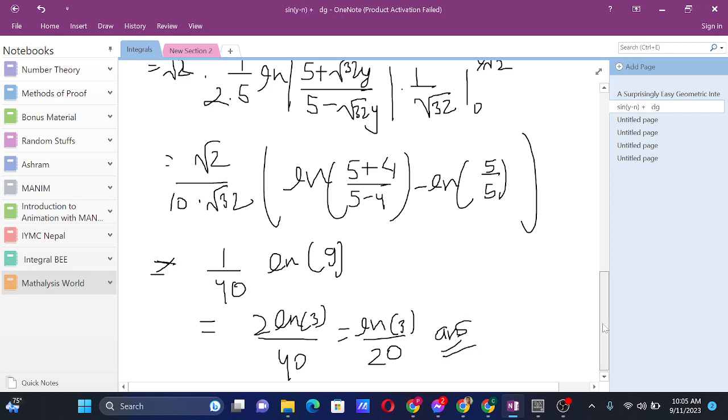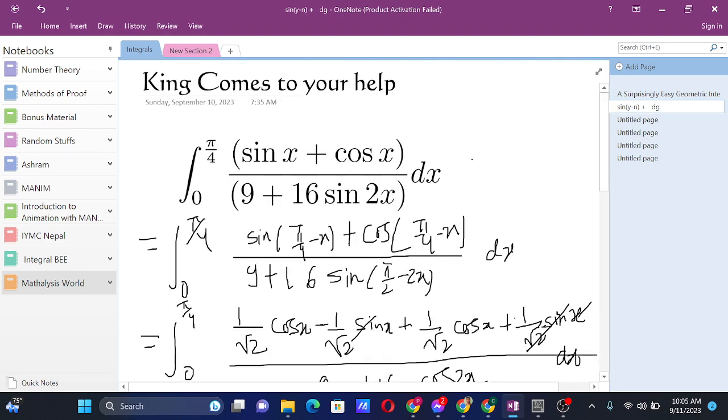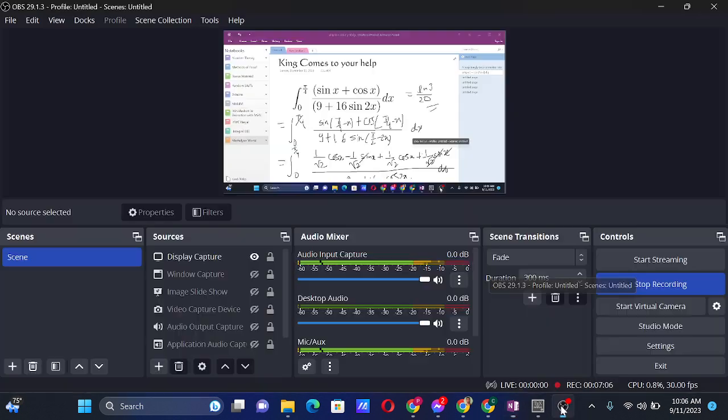We can clearly see how easy this integral became by using King's rule, because it simplified the numerator. So we solved this integral, and the answer is ln of 3 by 20. So just keep on using King's rule wherever you can. It might save your life sometimes. Thanks for watching.